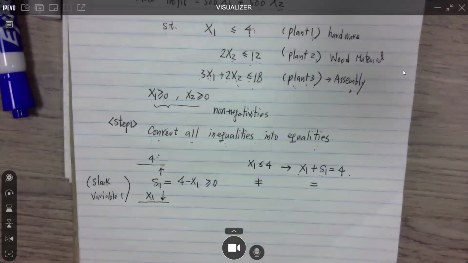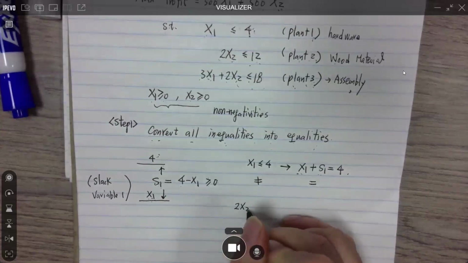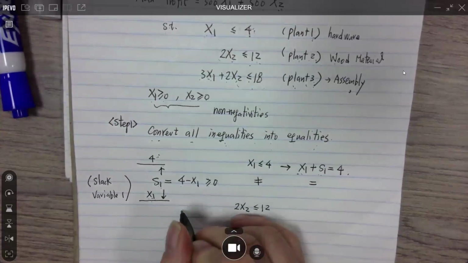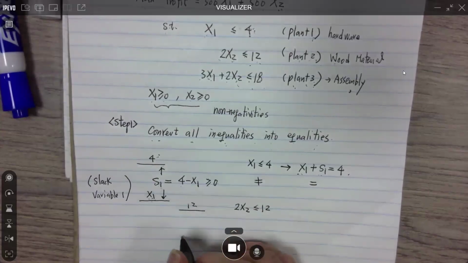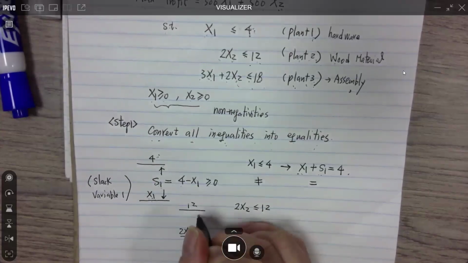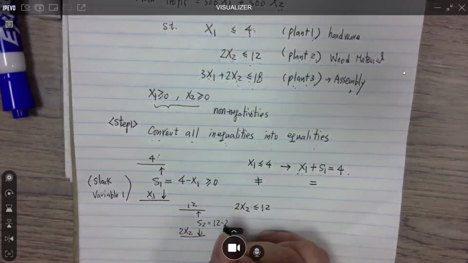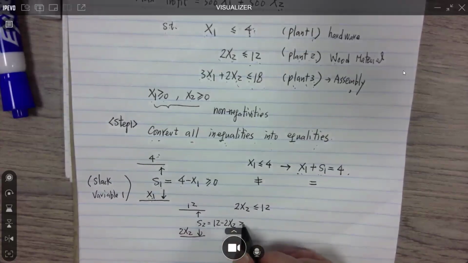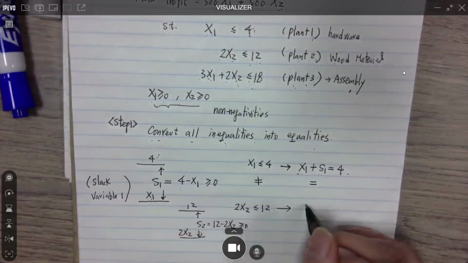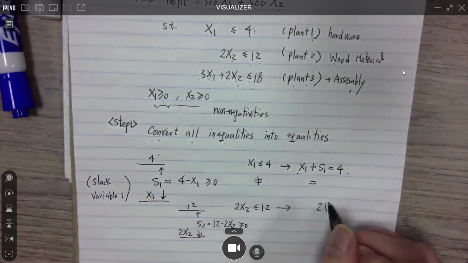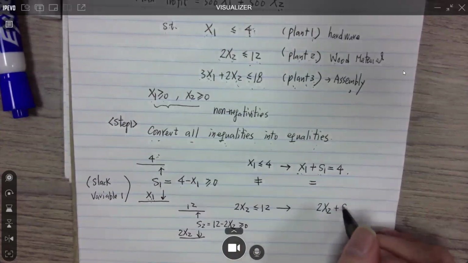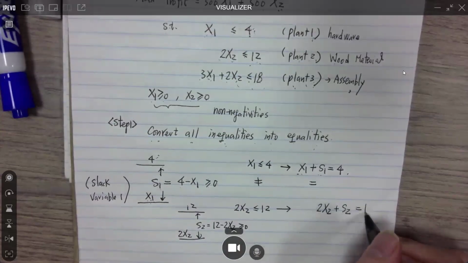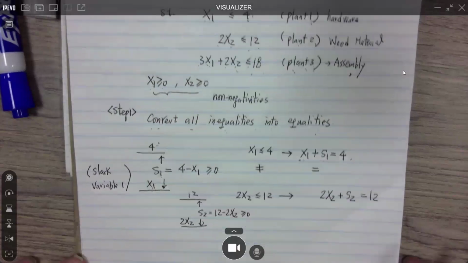Okay? Now, the second constraint is what? The second constraint is 2x2 less than or equal to 12. So again, this is 12. This is 2x2. The difference is called S2. That is 12 minus 2x2. Let it be S2. This is greater than or equal to 0. So this converts to 2x2 plus S2 equal to 12. Okay? And then the third one.